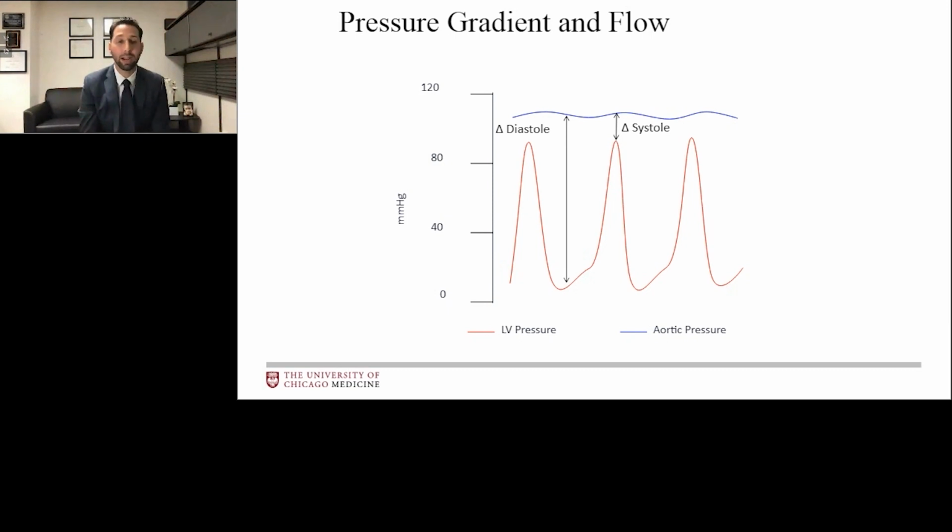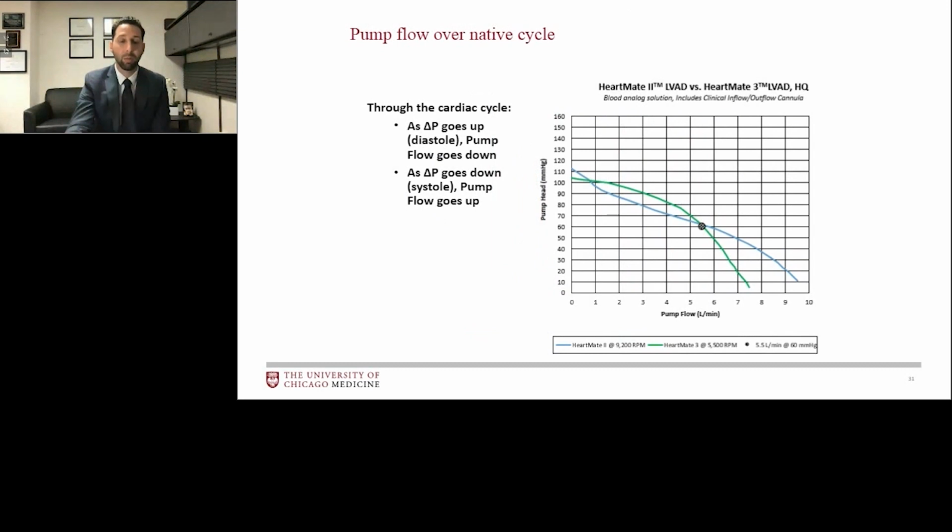In this case, there is a gradient connecting the red and the blue line, and this patient's aortic valve would not be able to open. But notice how during diastole, the pressure gradient is quite wide, in this example maybe around 100 millimeters of mercury. And in peak systole, that pressure gradient is relatively narrow, here around 20 millimeters of mercury. And so the pressure gradient is going to be constantly changing throughout the cardiac cycle, and thus the flow response through the LVAD will also be constantly changing. This slide here will walk us through that.